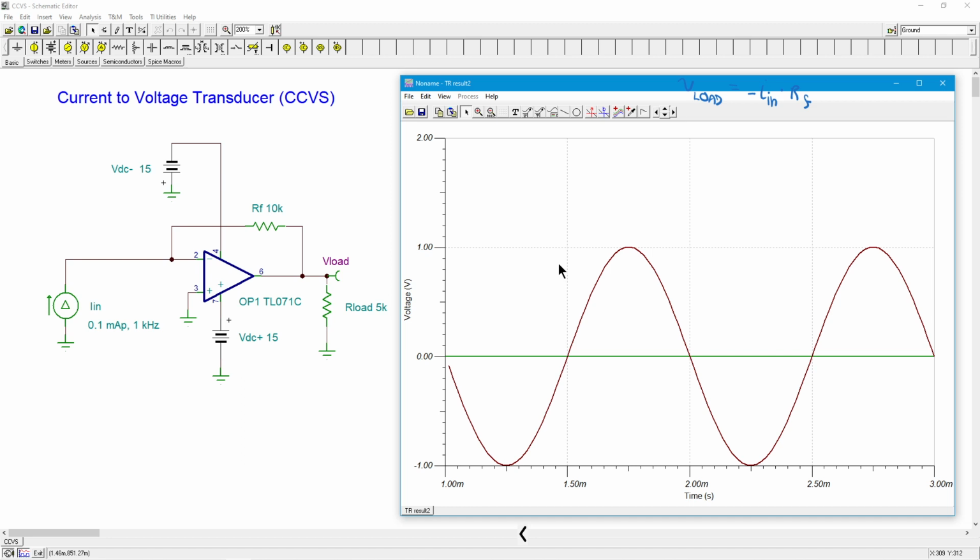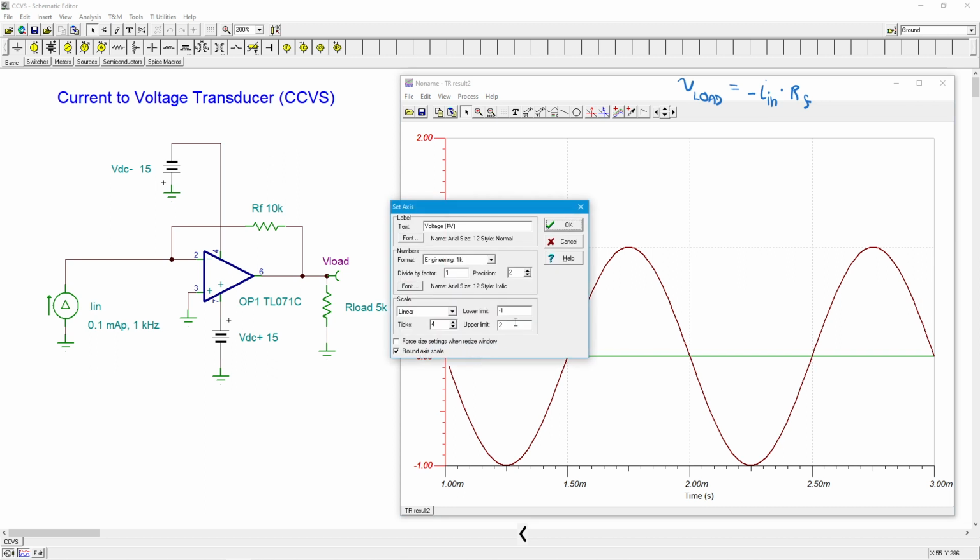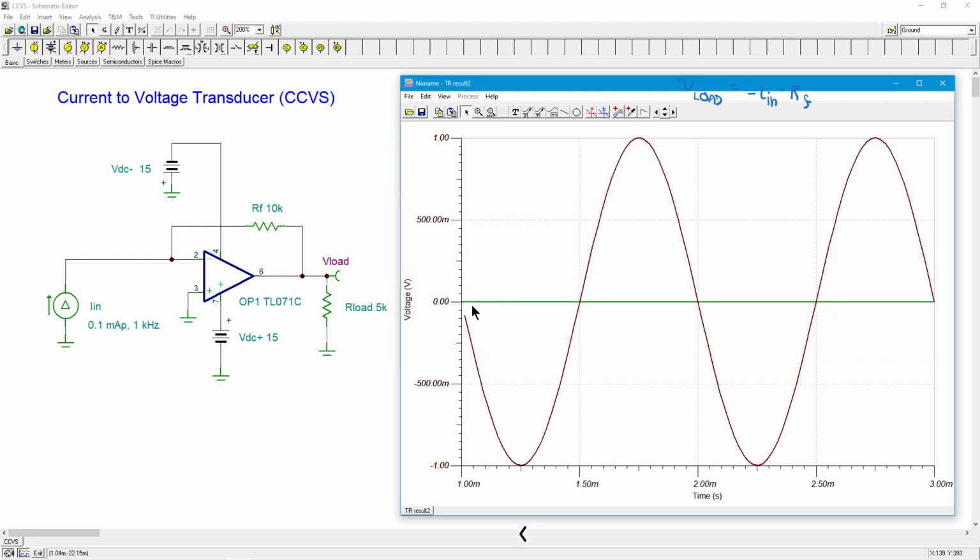All right, so a couple things. First, this is not quite symmetrical, probably because there's a small DC offset in here, but I am going to change the range on this so it is symmetrical. All right. And then we can't see this, right? You know, what is what over here? Let's put the legend down here. So my IN is too small. Well, yeah, because it's 0.1 mA versus the 1 volt, right?